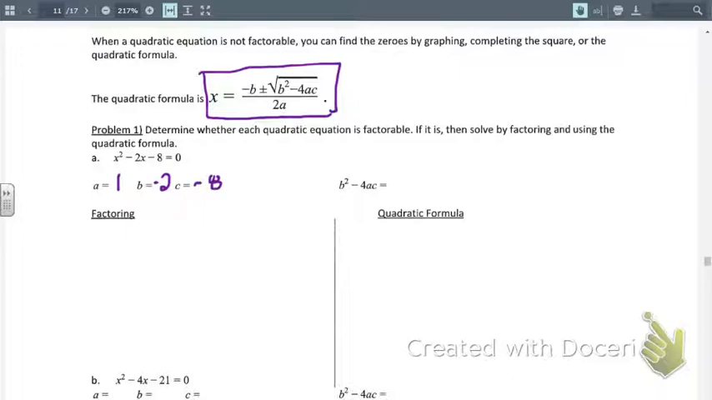From there we're going to find b squared minus 4ac. Let's evaluate that. So negative 2 squared minus 4 times 1 times negative 8. Negative 2 squared is going to give us 4. And then we have a negative 4 times 1, which is negative 4. Negative 4 times negative 8 is a positive 32.